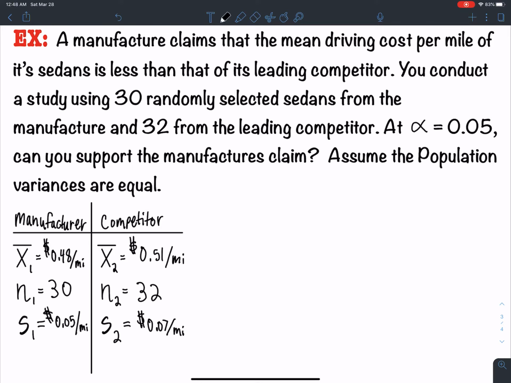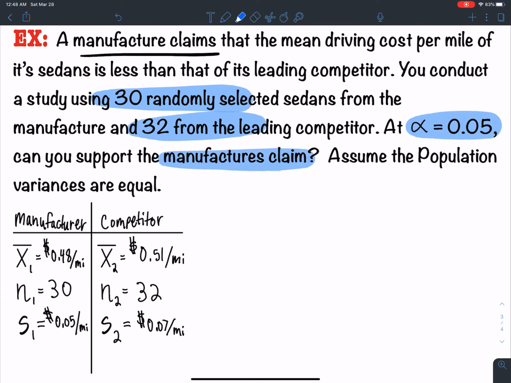Out of the classroom and into the business world. A manufacturer makes a claim that the mean driving cost per mile of a sedan is less than that of the leading competitor. You conduct a study, you randomly select 30 sedans from the manufacturer, and then you get 32 from the leading competitor. At alpha 0.05, can you support the manufacturer's claim? What's the claim? That the mean driving cost per mile of the sedan is less than that of the leading competitor. Assume population variances are equal.